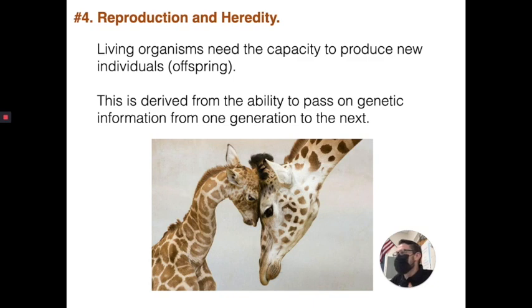Another characteristic that all living things share: living things need to be able to reproduce. We need to be able to make more living things. The process of reproduction is producing new individuals, or what we call offspring. With all living things, there is this imperative to survive. And this is not a specific characteristic of life, but this is something that we see all around.